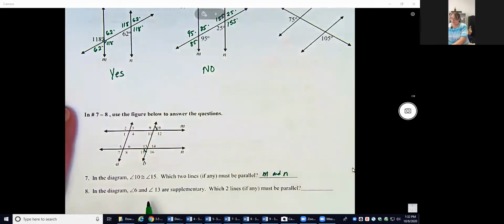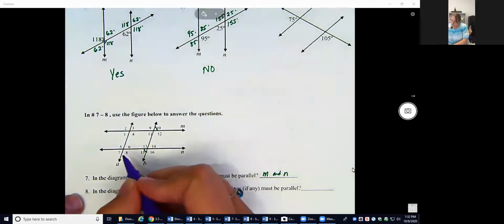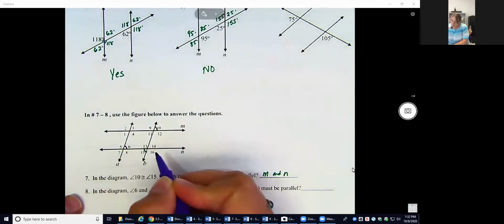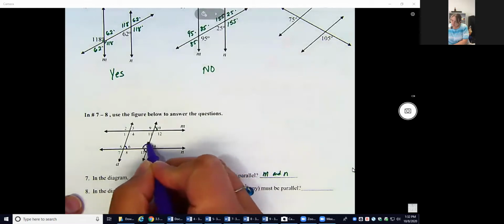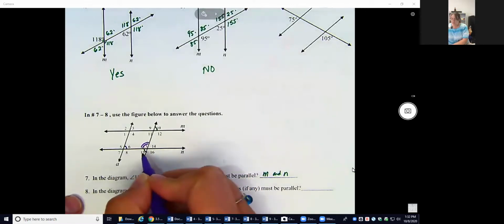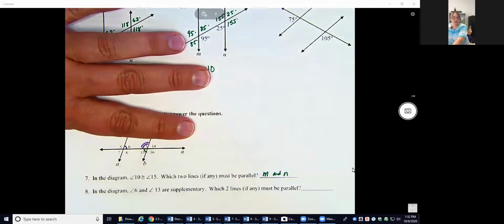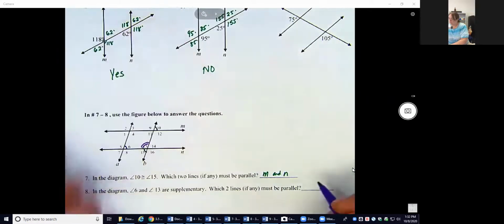And then for number 8, 6 and 13 are supplementary. So 6 is here and 13 is here. If those two are supplementary, then we're really only focused on A and B as the parallel lines. So those are the ones that must be parallel if this is true about 6 and 13.